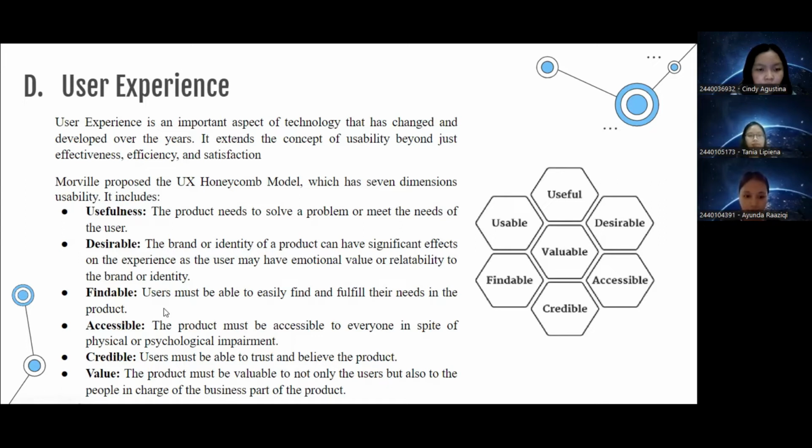Accessible. The product must be accessible to everyone in spite of physical or psychological impairment. Credible. Users must be able to trust and believe the product. And value. The product must be valuable to not only the user but also to the people in charge of the business part of the product.